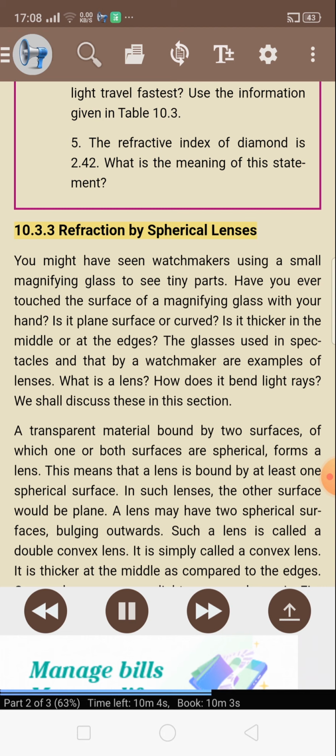10.3.3 Refraction by spherical lenses. You might have seen watchmakers using a small magnifying glass to see tiny parts. Have you ever touched the surface of a magnifying glass with your hand? Is it a plane surface or curved? Is it thicker in the middle or at the edges? The glasses used in spectacles and by a watchmaker are examples of lenses. What is a lens? How does it bend light rays? We shall discuss these in this section.